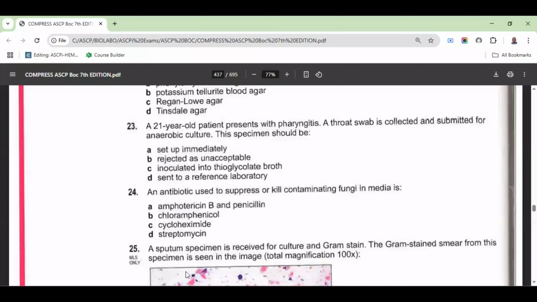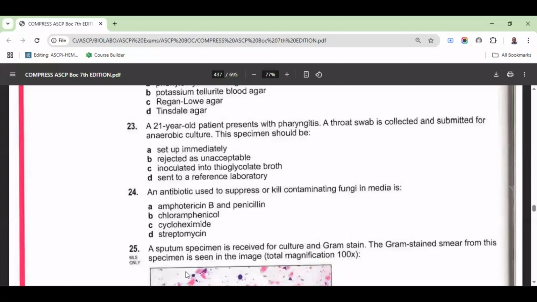culture. So this specimen should be set up immediately. Should be rejected as unacceptable. Should be inoculated into tigercorrect broth and should be sent to the reference laboratory immediately. So what shall we do here in this case? I think we are rejecting.